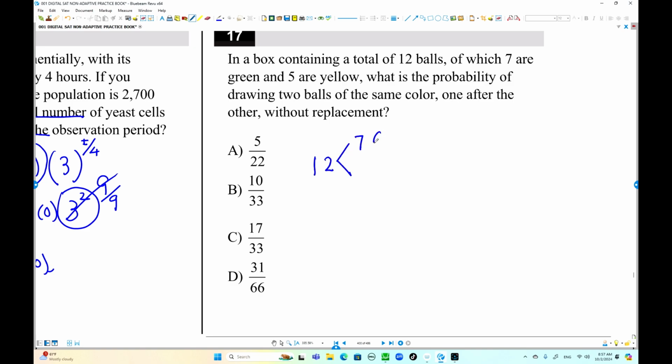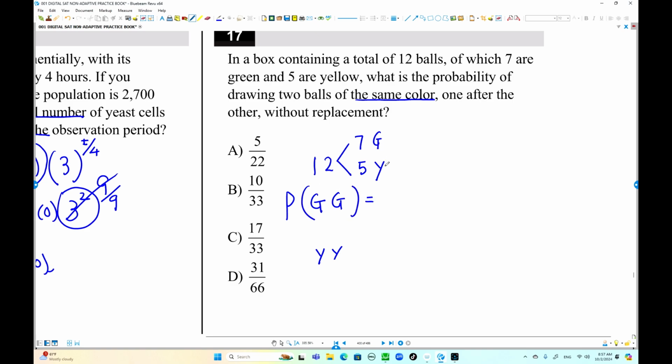7 is green and 5 yellow. Only 2 different colors. What is the probability of drawing 2 balls of the same color? So green, green, or yellow, yellow, right? Both the case. So without replacement. So we're gonna find the probability of G and G.